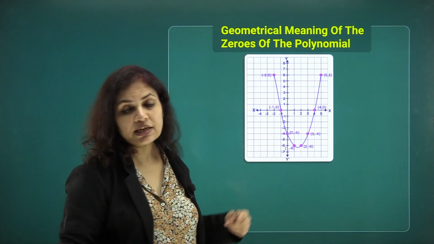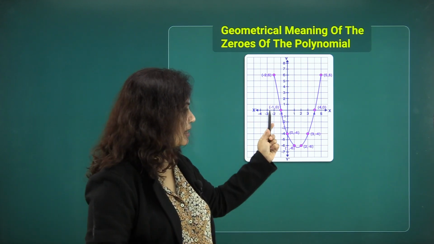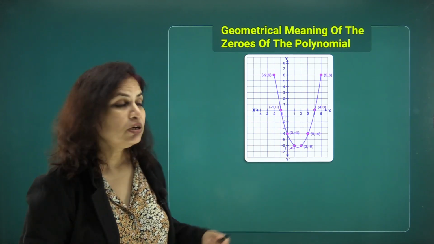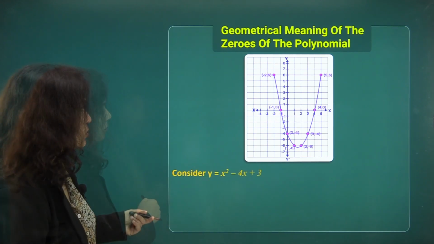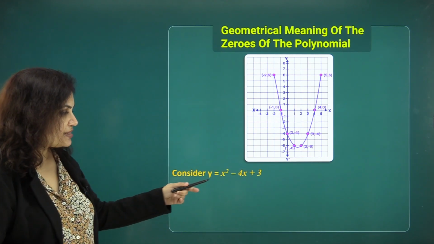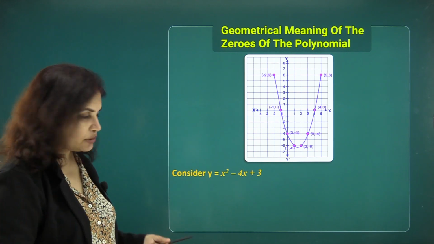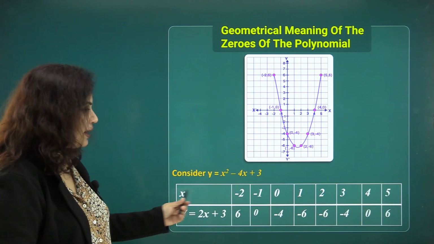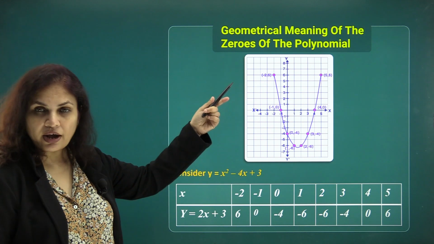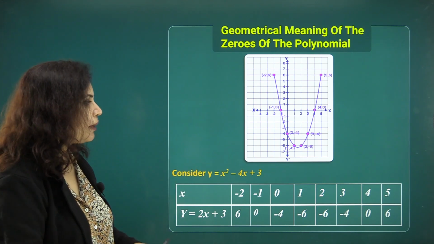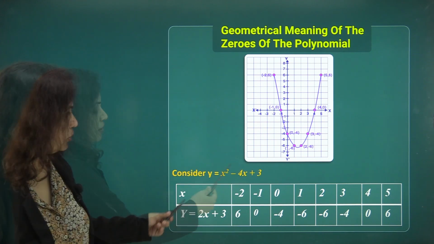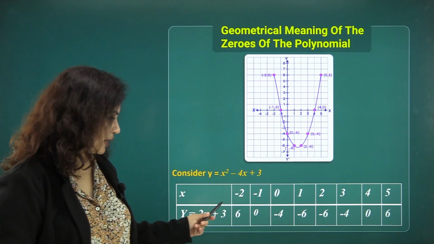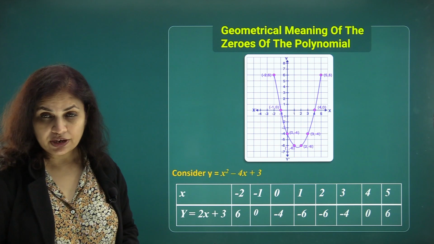Here in this case the parabola intersects the x-axis at two distinct points, which means there are two distinct zeros of the polynomial. So, if I consider y is equal to x squared minus 4x plus 3 and I make a table and draw a graph, I will get a parabola. Why do we get a parabola?